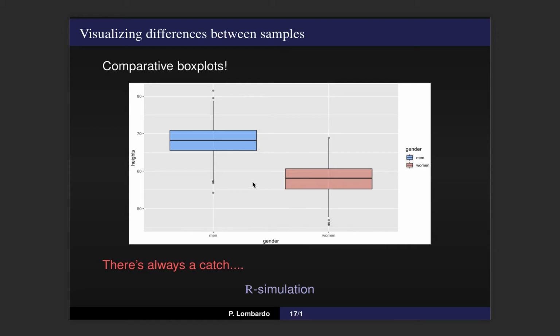The other thing is, how big of a difference do we really need to observe on these comparative box plots in order to say, yes, this is going to be reflective of something significant at the population level? This is not so easy to answer. Let's take a look at some R simulations.